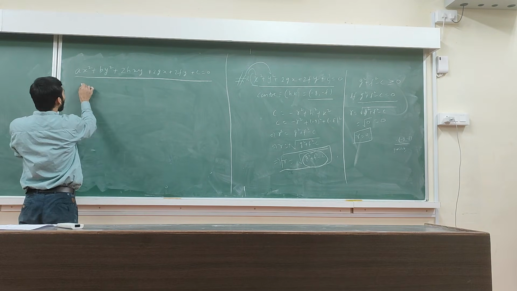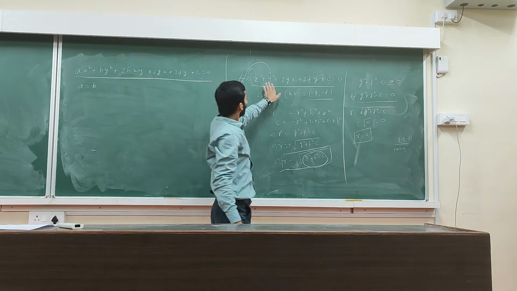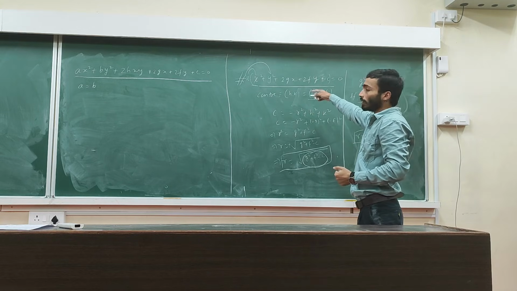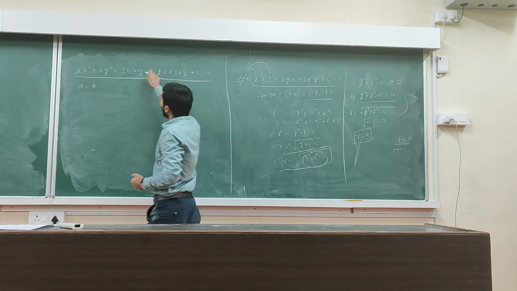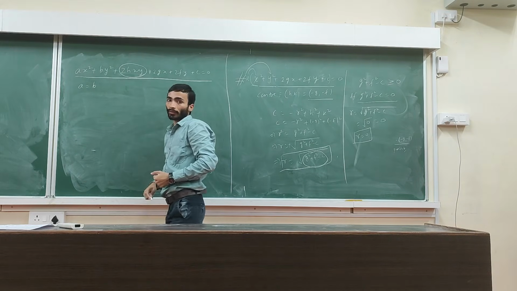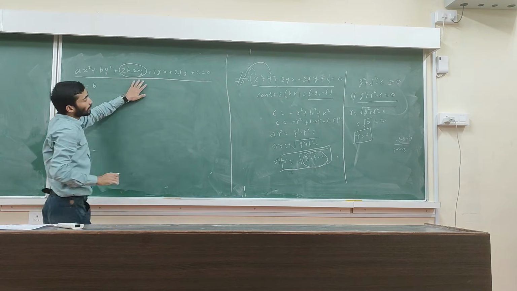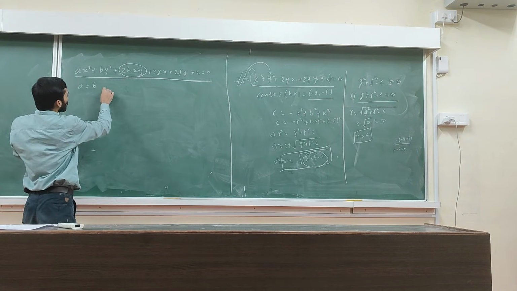So A should be equal to B. And see, in this case, there is no term having x into y, but in this case there is a term having xy, so it must be 0. This equation is an equation of a circle, so h must be 0.